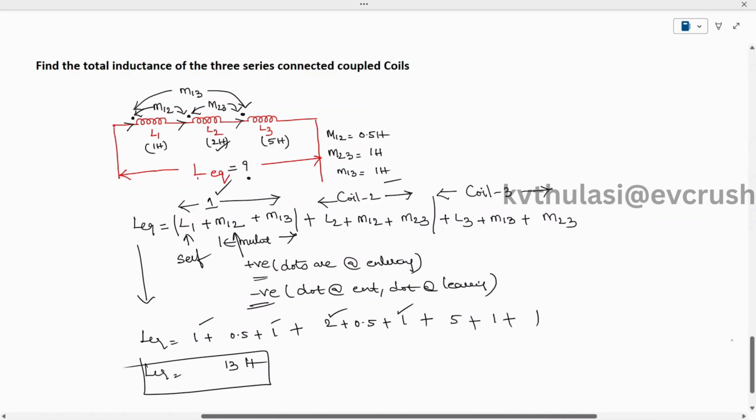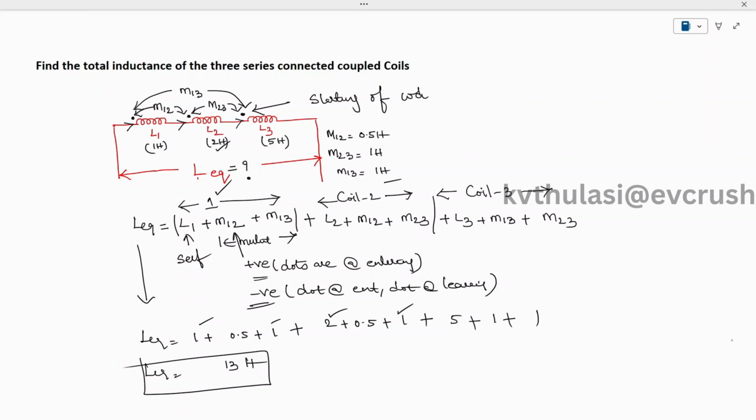So this is the technique of solving the problem. You may ask a question, sir, what is the meaning of this dot? The dot indicates the starting of the winding. You have an iron core material and you are going to start the winding here.